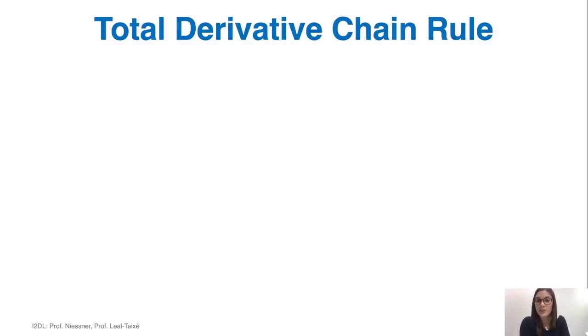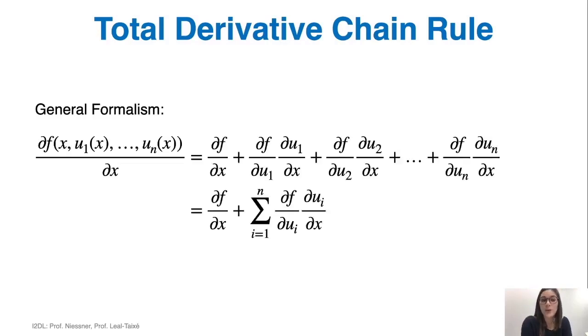So this is referring to a little bit more complicated setting than we saw before. Now we not only have a function which is a composition of two functions, but we now have a function which takes more than one input value, namely x, but also u1 of x until un of x. And then we want to determine the derivative with respect to x.